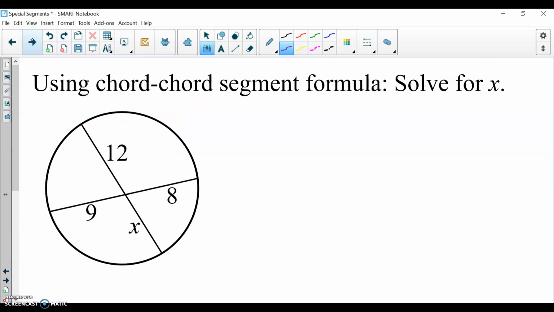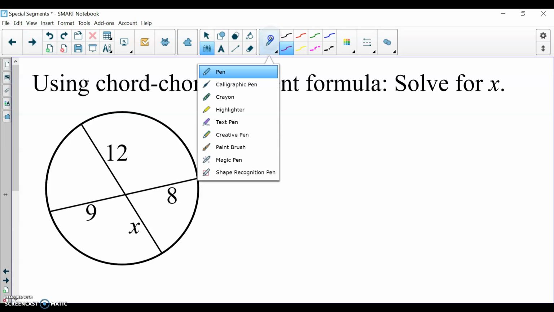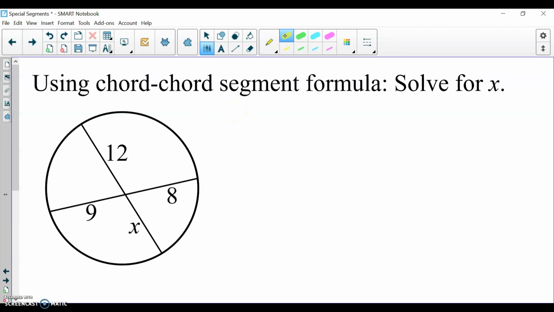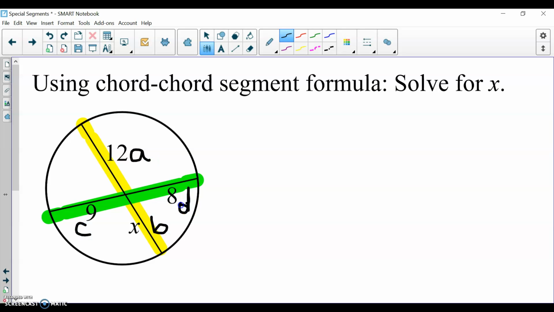Okay, using the chord-chord segment formula, what we want to do here is solve for x. So looking at one of the chords, I'm going to highlight in yellow. The two components that create that chord are 12 and x. The second chord is created with 9 and 8. Again, using the way I like to do this, I usually mark little a, little b on the same chord, little c, little d on the other chord. So the product A times B has to be equal to C times D.